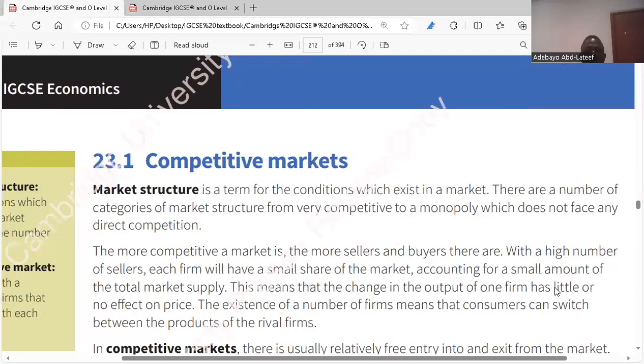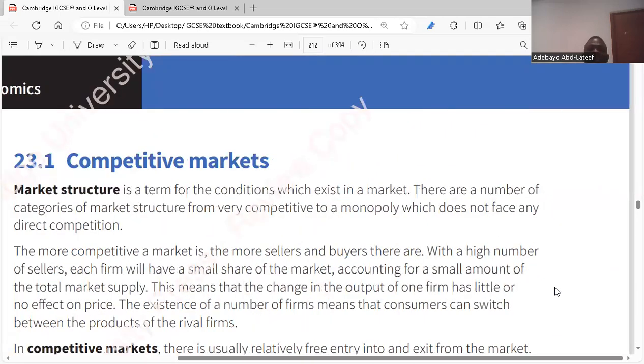Okay. Market structure. So market structure is in terms of the conditions which exist in the market. Like I said, these are the conditions, the characteristics of a market. So there are a number of categories of market structure, from very competitive to a monopoly which does not face any direct competition.